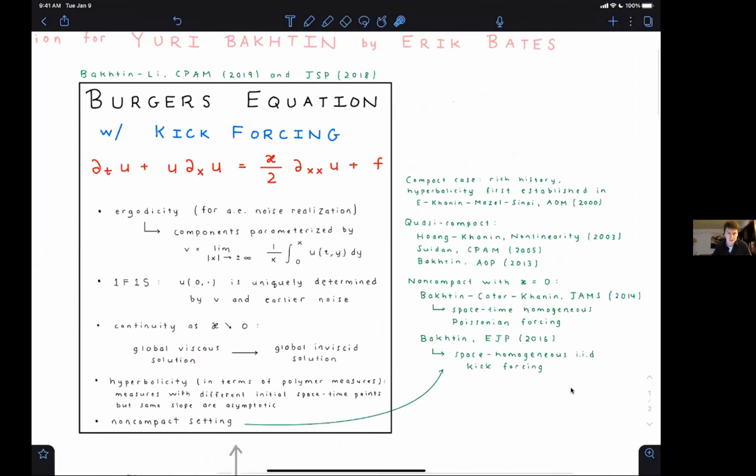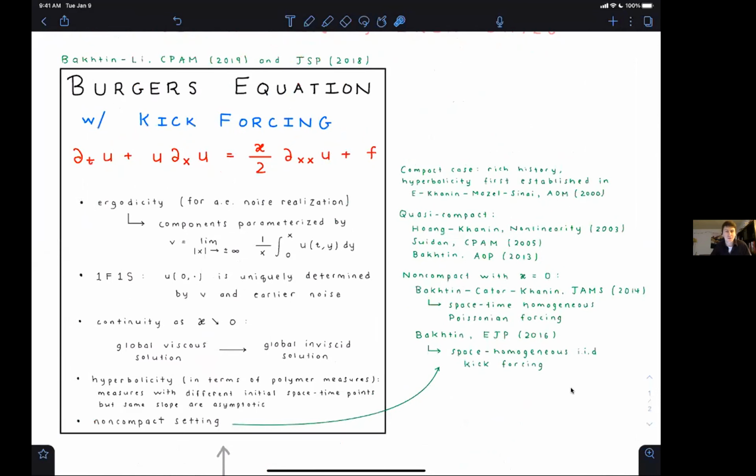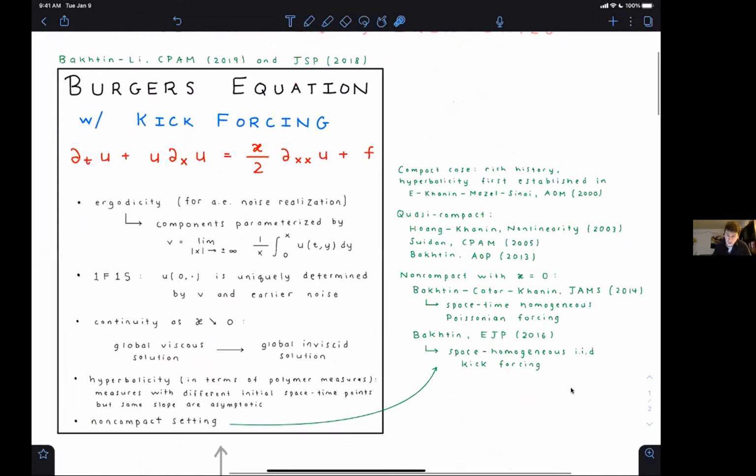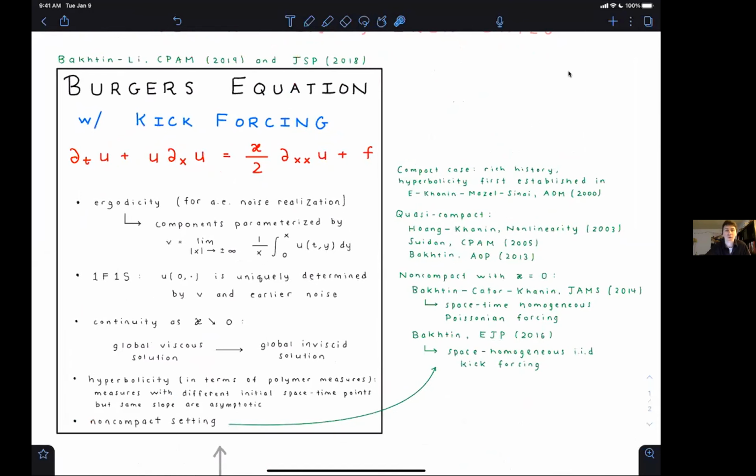Okay, so I'll start with, let me zoom in, and you can see I've drawn the boxes around the things that are most relevant for the theory, and then outside the boxes there may be some external sources that you might reference.